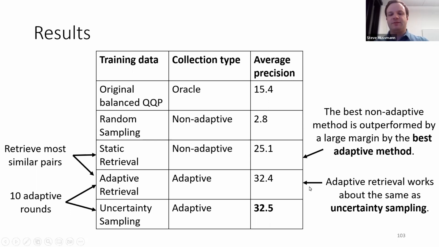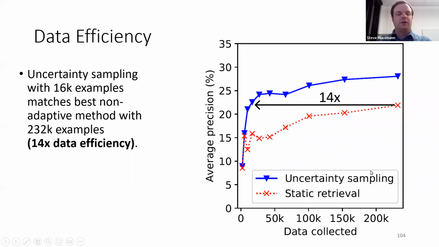But also that adaptive retrieval works about the same as uncertainty sampling, which we found out to be because they're basically selecting the same points, if the model is unsure about points that are likely to be paraphrases. If we look at the data efficiency, uncertainty sampling with 16,000 examples matches the best non-adaptive method with 232,000 examples for 14x data efficiency, which is pretty high, requiring 14 times less data to achieve the same performance.